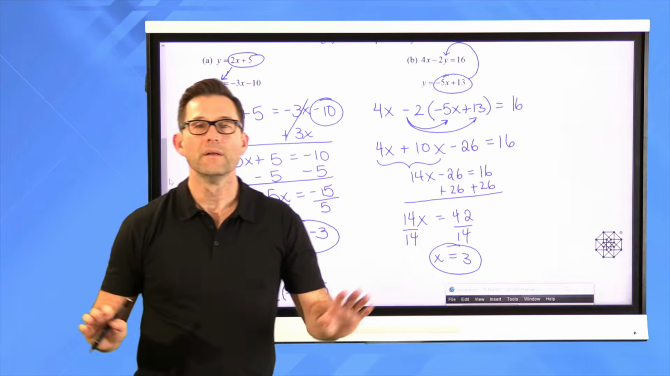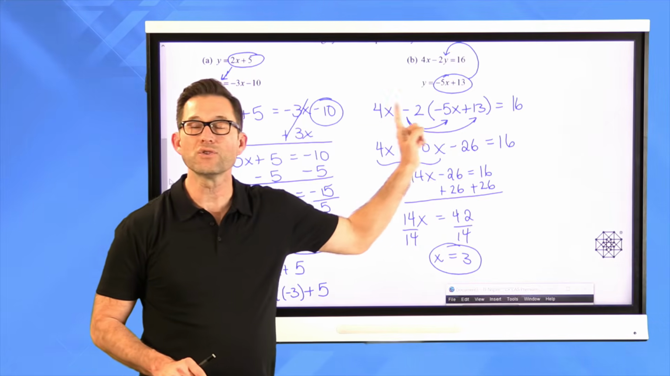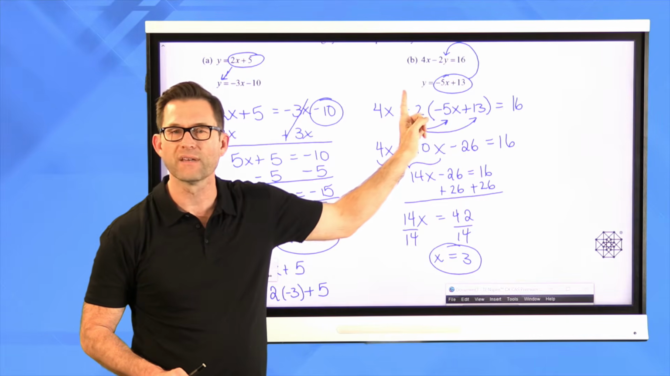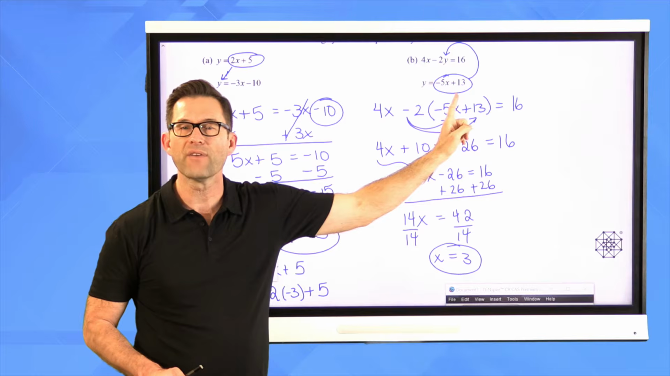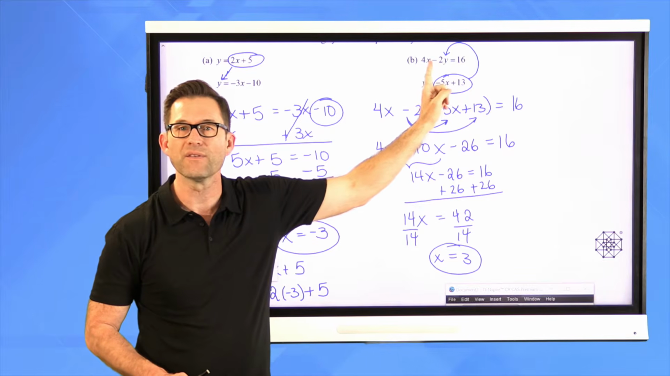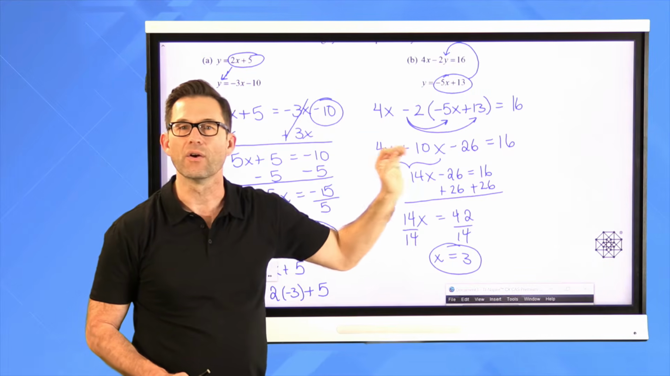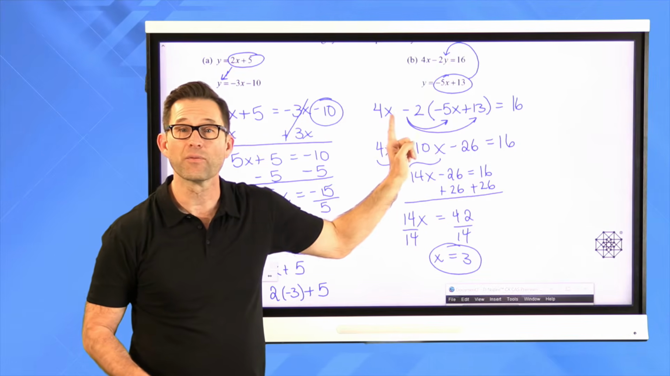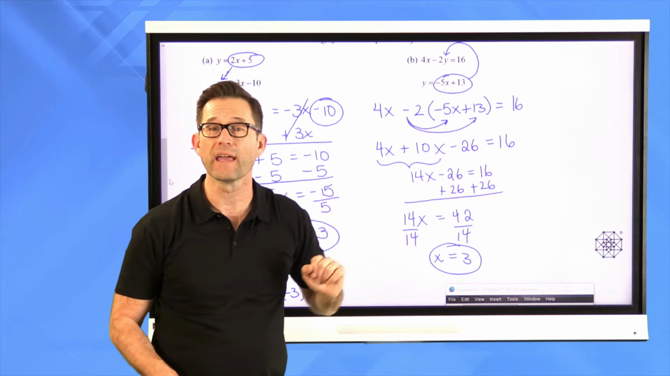Again, simple enough. Because this equation is solved for y, that's how we put it, it's solved for y, y is all by itself, I'm going to take that negative 5x plus 13 and I'm going to substitute it into this equation. The biggest key here is to get it in parentheses so that it reminds us that we have to multiply that entire expression by negative 2.